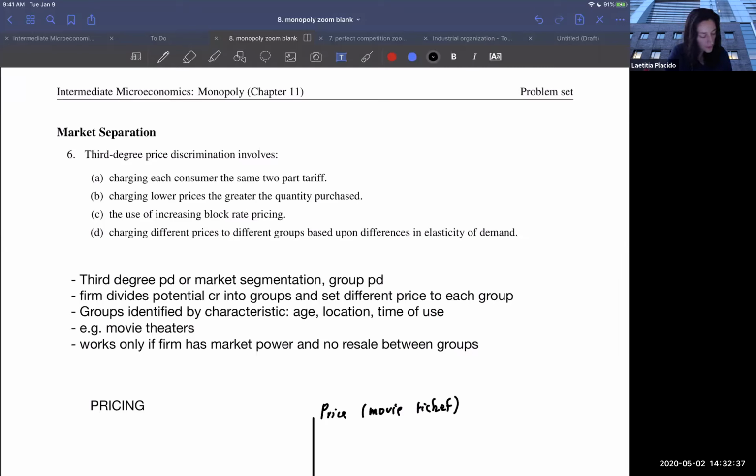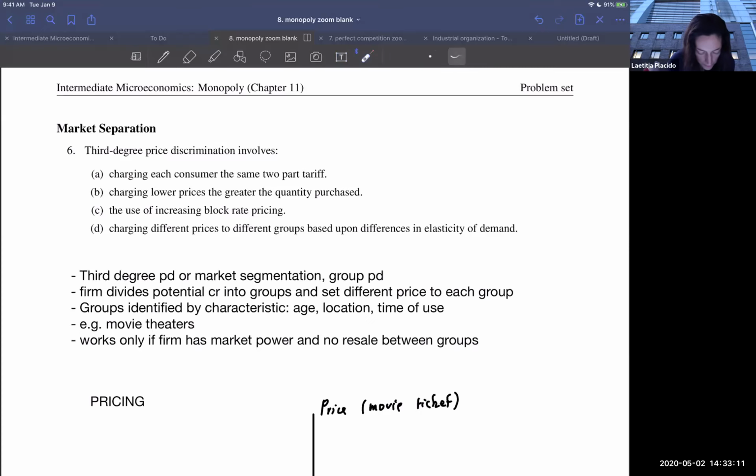All right, so now we're gonna move to another type of price discrimination. So one of the main limits of perfect price discrimination is that it's very difficult to guess what is the willingness to pay of each consumer. Okay, so it's not very implementable. And that's why third degree price discrimination that I'm going to introduce here will be a little bit more practical. So what is third degree price discrimination? So I've put some notes here.